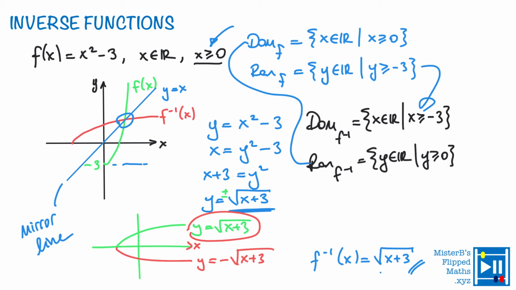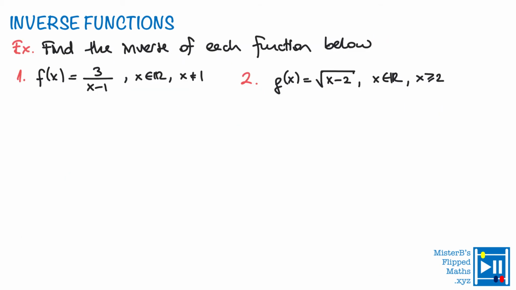Finding the expression for the inverse function is important, and there are a few different sorts of functions, so I'm going to show you how you can work these out quickly. Right, let's start with these functions. f of x is 3 over x minus 1. We'll try to find the expression for the inverse.